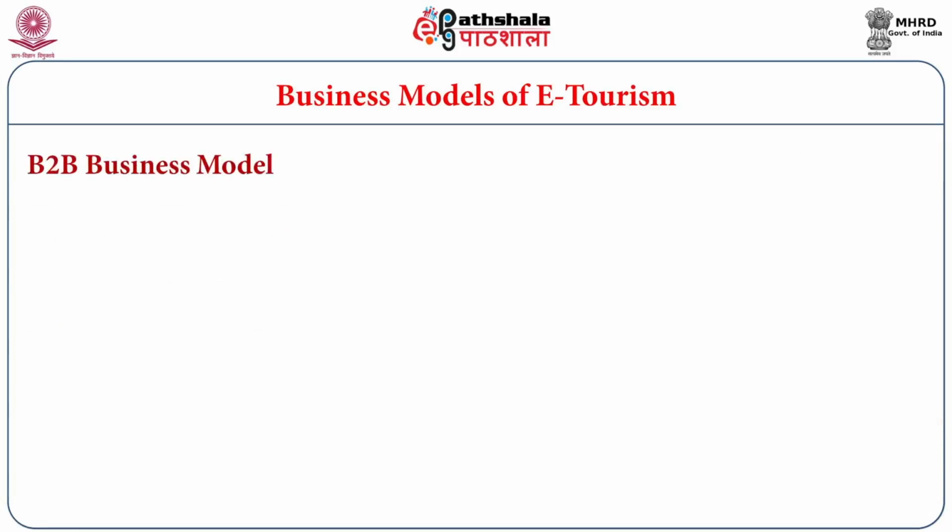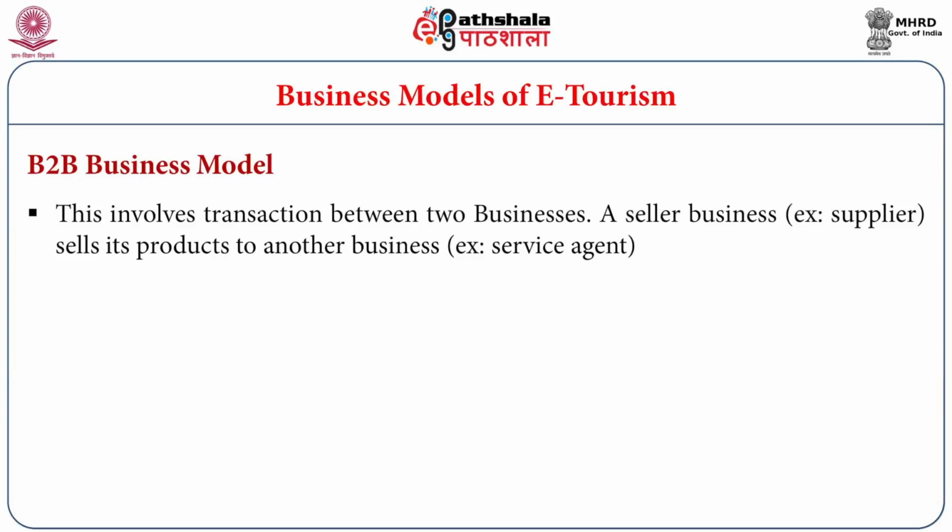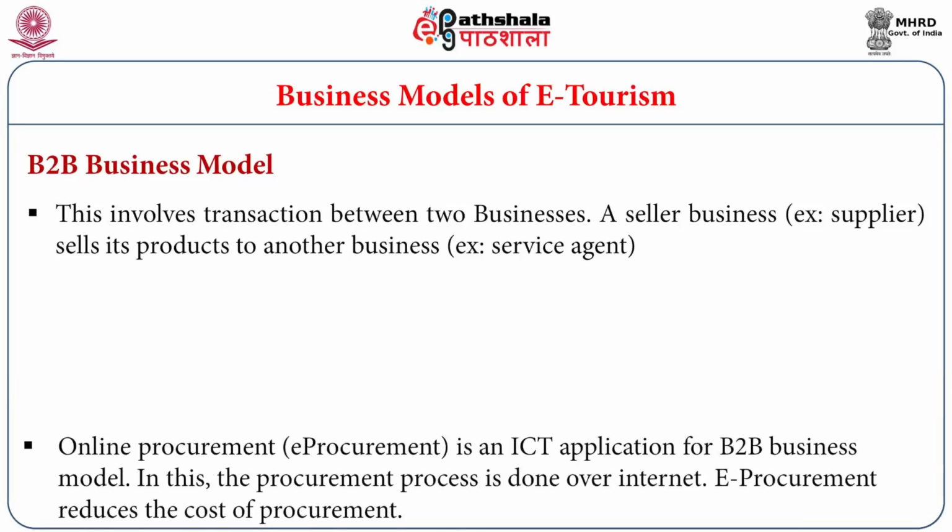B2B business model, called the business to business model. In this, it involves transaction between two businesses. A seller business, usually a supplier, sells its products and services to another business called the service agent in tourism industry. So online procurement or e-procurement is an ICT application for B2B business model. In this, procurement process is done over internet. E-procurement reduces the cost of procurement and also it enhances the time in which the procurement is made.